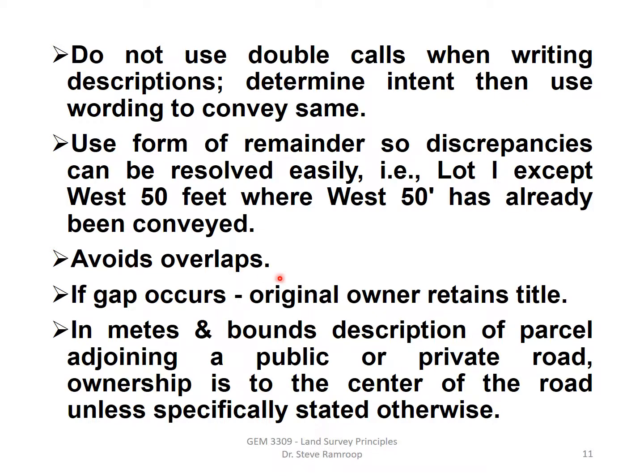Avoid overlaps. If a gap occurs, if in the retracement gaps existed, then the owner of those gaps will be the original title owner, the grantor. In metes and bounds description of parcels adjoining a public or private road, ownership is to the center of the road unless specifically stated otherwise. So if it's not stated in the description, then the ownership in a metes and bounds description is toward the center line of the road.